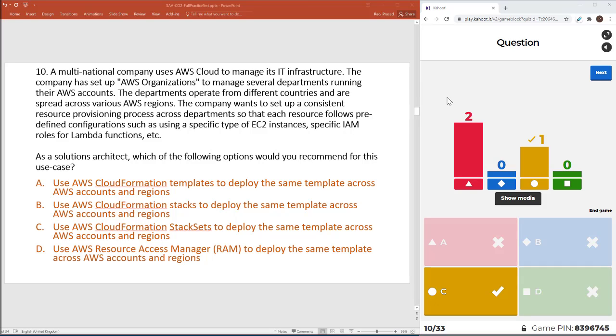Okay. So option C is the right answer actually. Stack sets. It might be a tricky question or not. Everyone would be understanding what a stack set is.